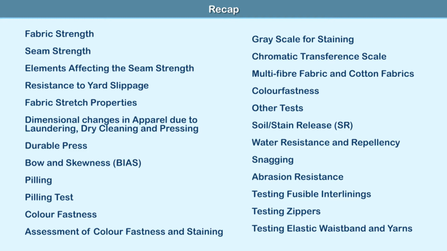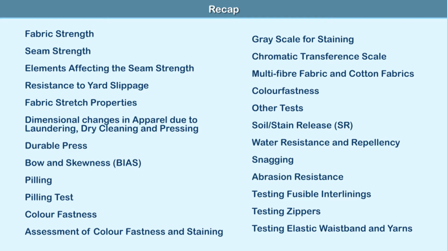We talked about the gray scale for color change. This scale consists of 9 pairs of standard gray chips, each pair representing a difference in color or contrast corresponding to a numerical fastness rating. We talked about assessment of color fastness and staining, and we talked about visually comparing the difference in color or contrast between the untreated and treated specimens.